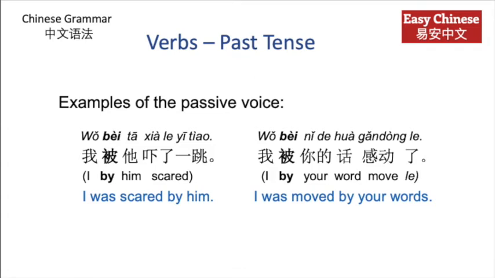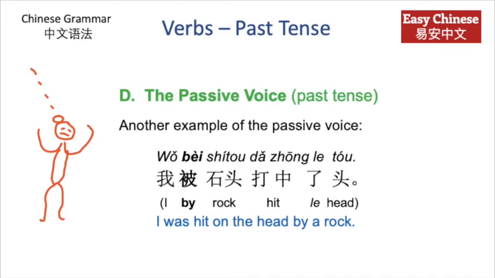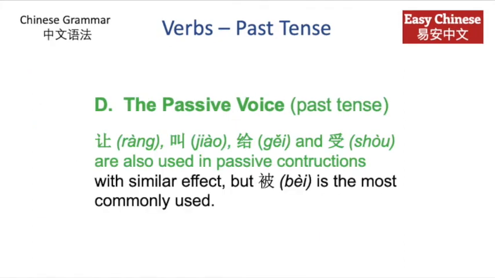Other examples of the passive voice. 我被他吓了一跳. I was scared by him. 我被你的话感动了. I was moved by your words. Another example. 我被石头打中了头. I was hit on the head by a rock. 让, 叫, 给, 受 are also used in passive constructions with similar effect, but 被 is the most commonly used.